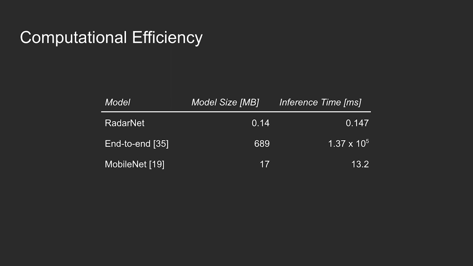We used two models as baselines. The first was an end-to-end model that recognizes gestures with the SOLI sensor. The second was MobileNet, a general image recognition model designed for mobile devices. The table shows that RadarNet is significantly more efficient than the baselines.